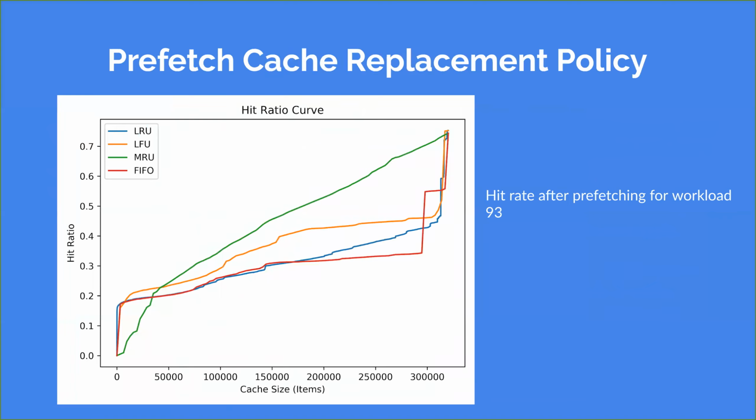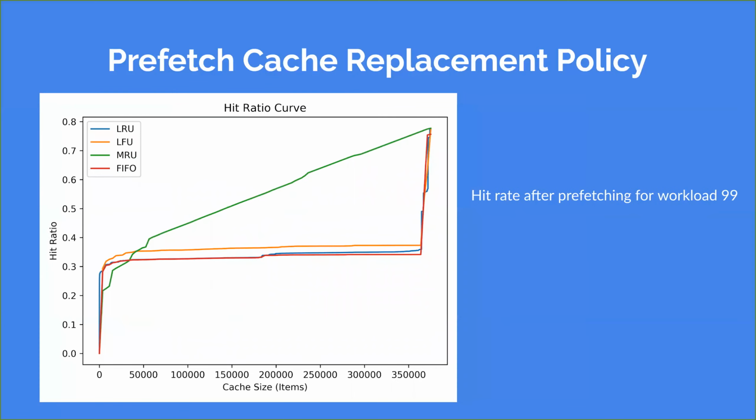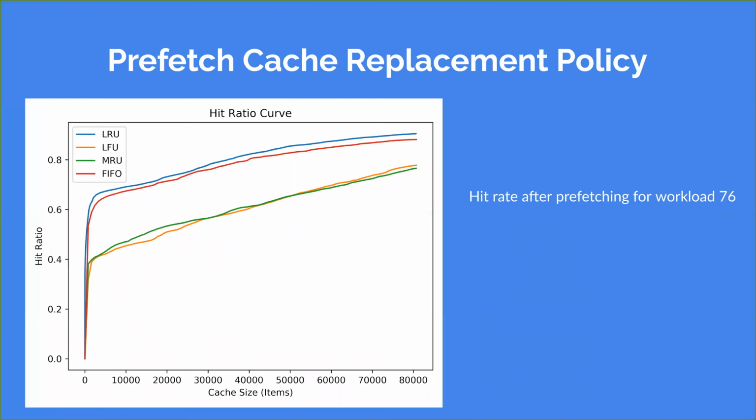We look here at the replacement policies for one of the workloads, W93. We evaluate different replacement policies and see the hit rate, and we can see that the MRU replacement policy works the best. Although the main cache might be LRU, the prefetch cache can be MRU. The same is the case in W99. Whereas in another workload we evaluated, LRU came out to be the best. But what we can see here is that the replacement policy performance in the prefetch cache can be different from the main cache.